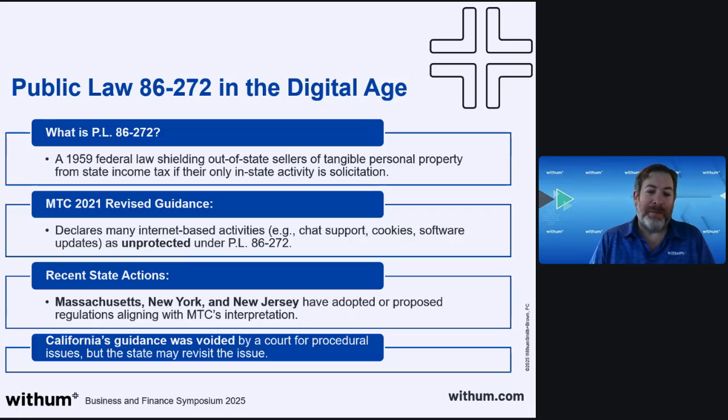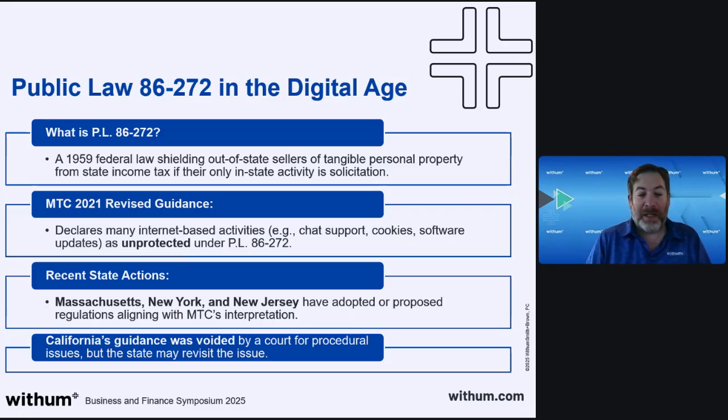And again, we've seen Massachusetts, New York, and New Jersey have adopted or proposed regulations aligning with the MTC's interpretation of Public Law 86272. There has been litigation in some of these states already challenging the state's adoption or how they are applying Public Law 86272. California also said that they're going to adopt the MTC's interpretation of Public Law 86272, but that was voided by a court, but on procedural grounds.